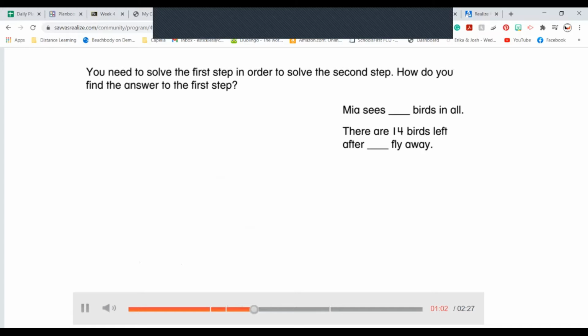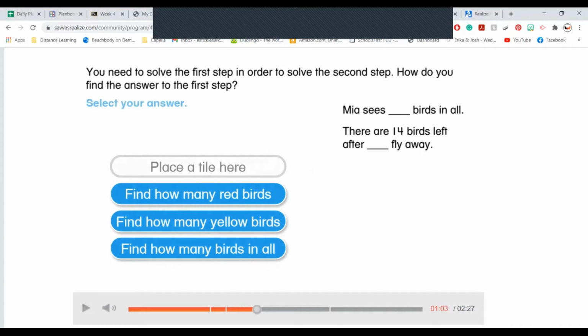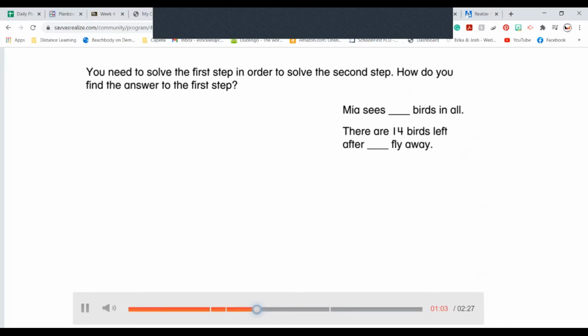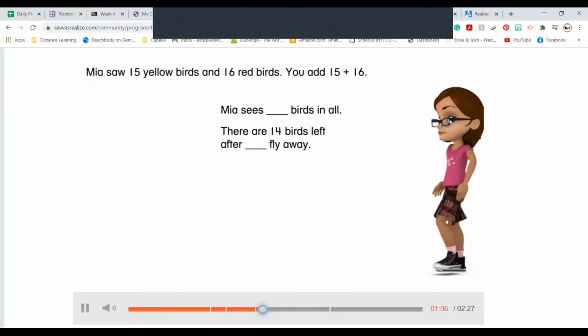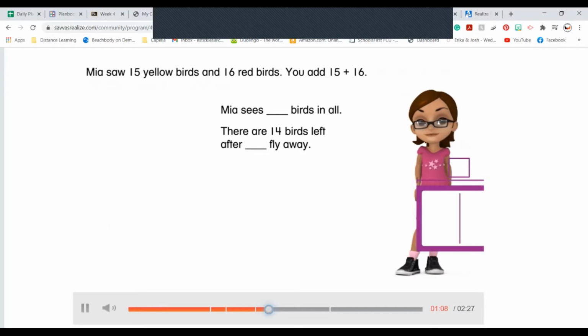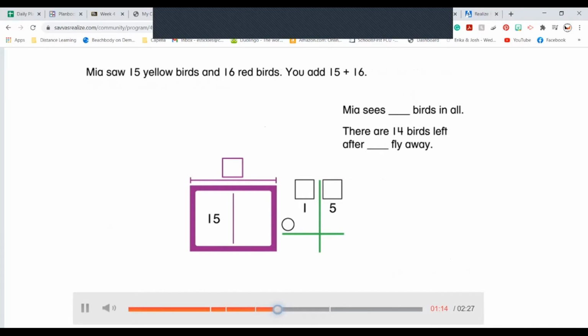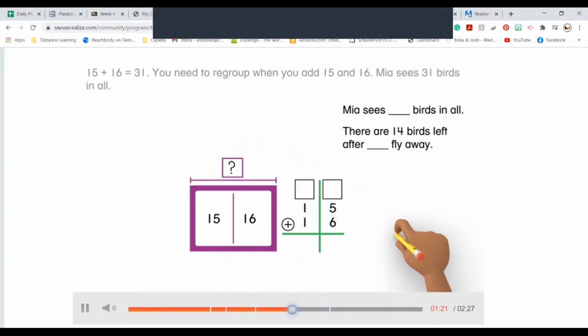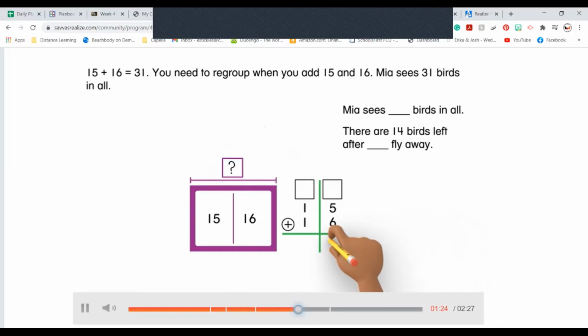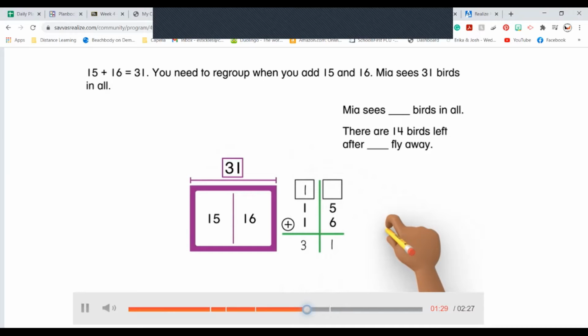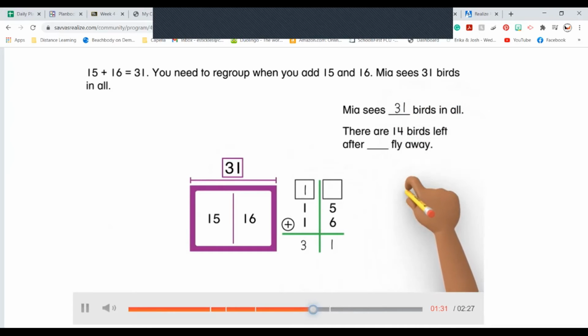How do you find the answer to the first step? Select your answer. We need to find out how many birds in all first. Mia saw 15 yellow birds and 16 red birds. You add 15 plus 16. 15 plus 16 equals 31. You need to regroup when you add 15 and 16. Mia sees 31 birds in all.